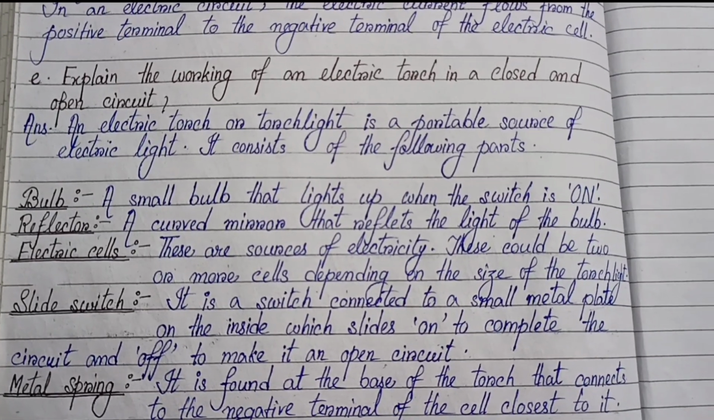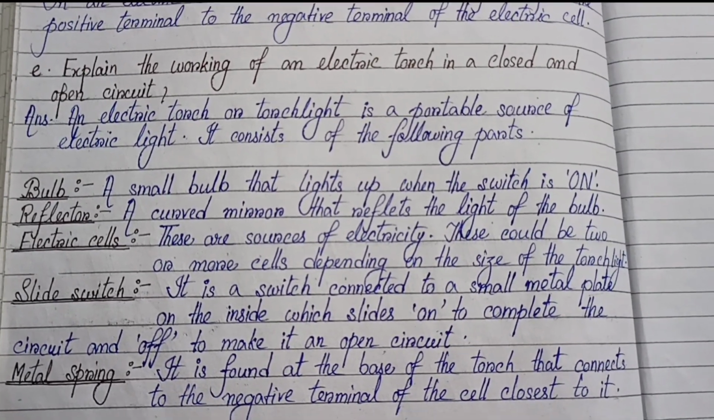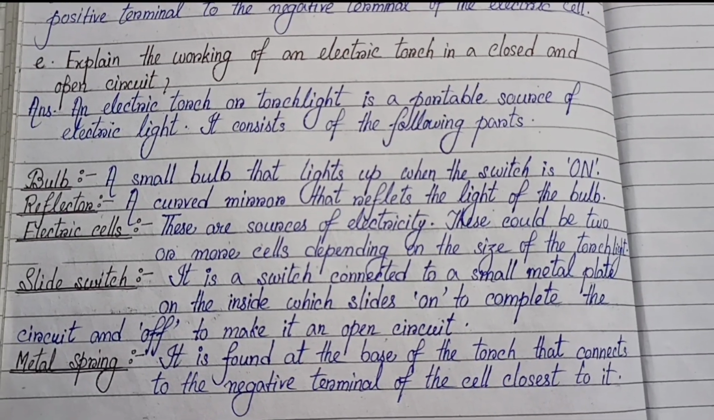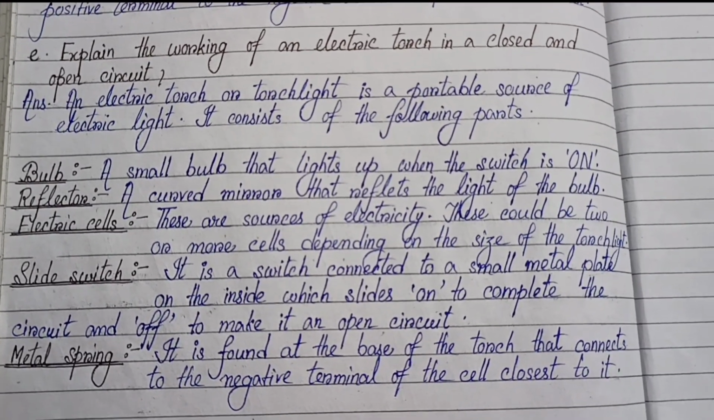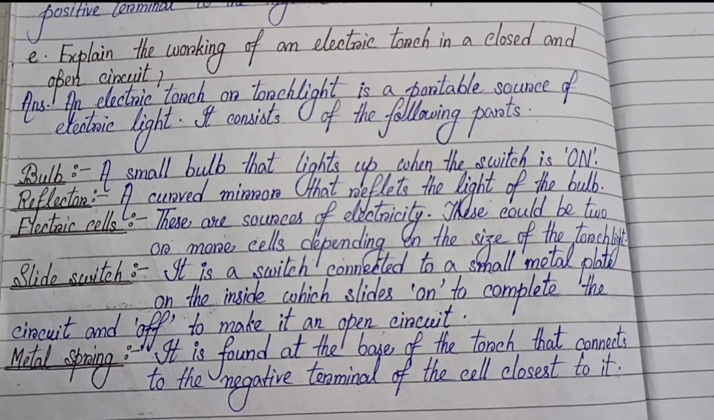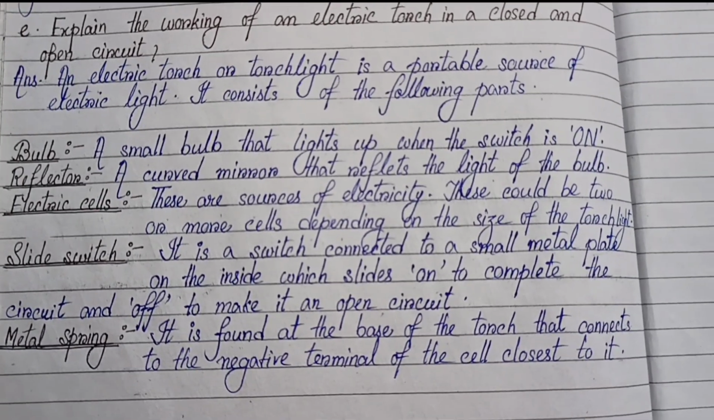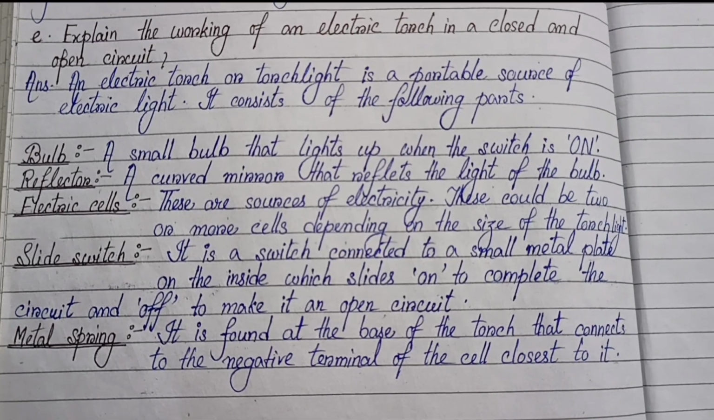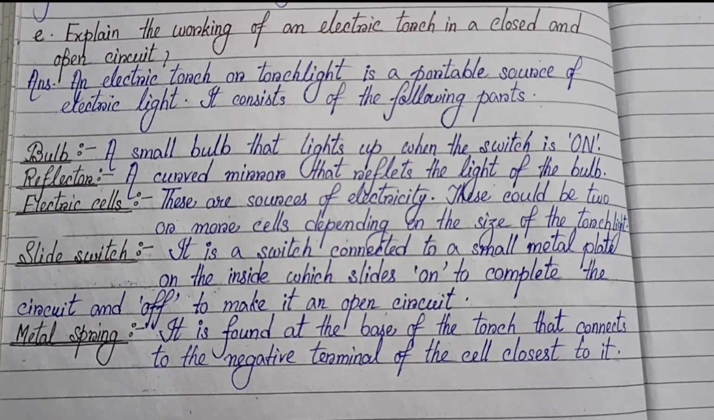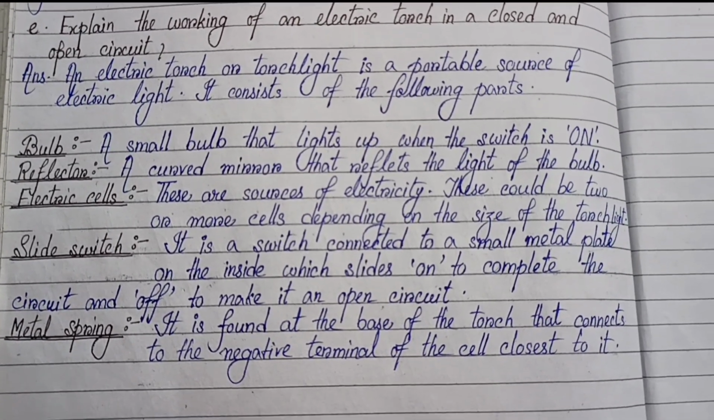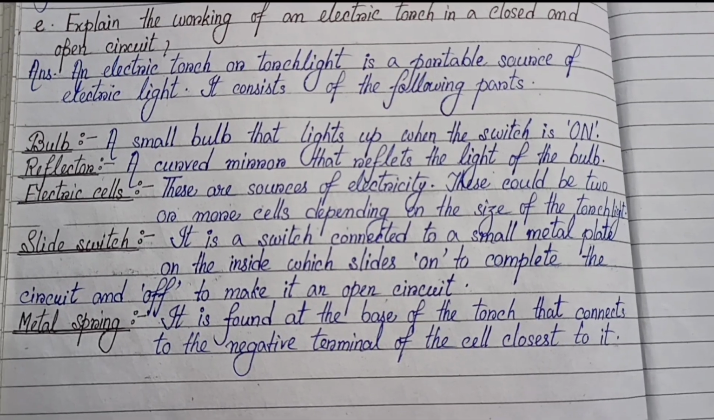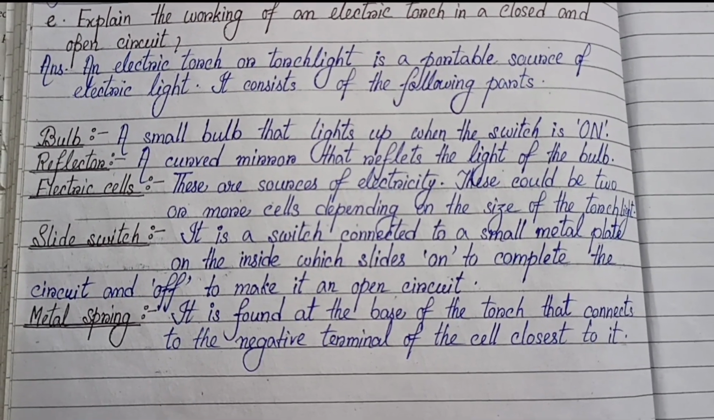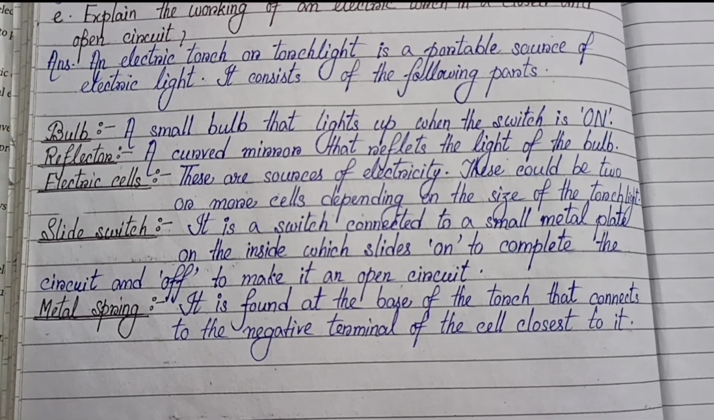Number E, explain the working of an electric torch in a closed and open circuit. An electric torch or torchlight is a portable source of electric light. It consists of the following parts: bulb, a small bulb that lights up when the switch is on; reflector, a curved mirror that reflects the light of the bulb; electric cells. These are sources of electricity. This could be two or more cells depending on the size of the torchlight.